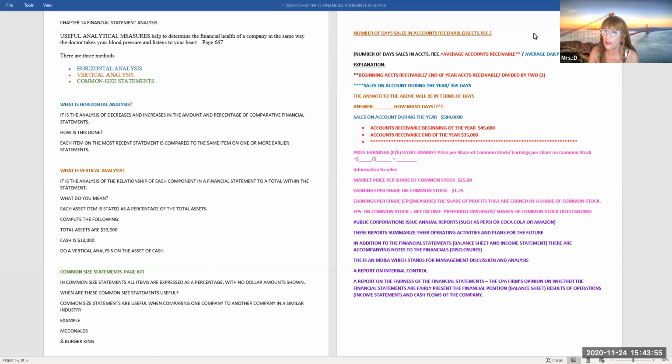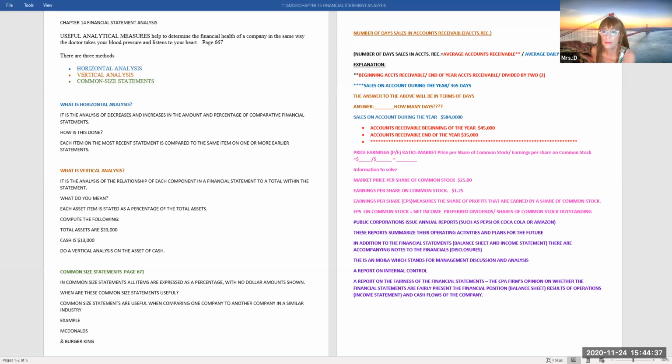This chapter is full of different equations to analyze things. And one of the equations, I want you to write this down because it's in your quiz, number 14. It's called number of days sales in accounts receivable. I'm typing it in the chat box. So here is how you compute this. Once you have the recipe, isn't it easy to make the food once you know how to put the ingredients together and how to cook it? It's not so difficult once you have the ingredients. And that's what it is with a ratio or some sort of analysis equation.